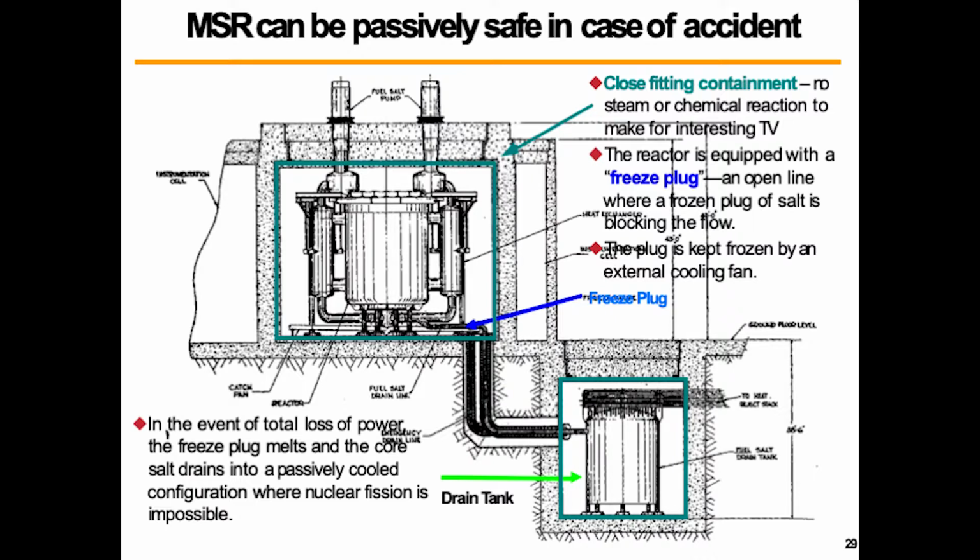If all the power disappears from the system, the fan or the cooling system stops cooling, the freeze plug melts, and then by gravity, the fuel drains into a drain tank, which is designed with a different geometry in mind and with sufficient cooling to remove the decay heat to prevent any overheating. So that's a simple passive safety system which you can implement if you have liquid fuel. And that's what they had in the molten salt reactor experiment. This is the freeze plug, and these are the drain tanks.